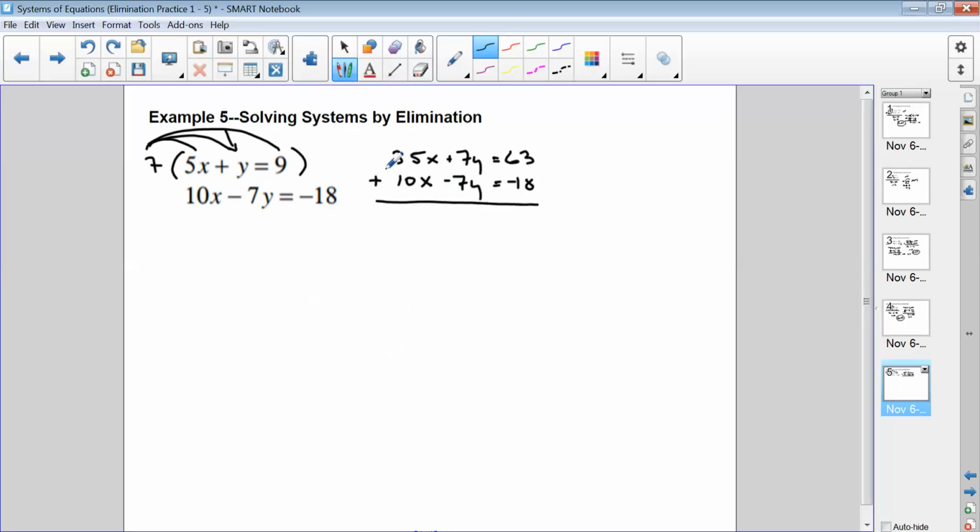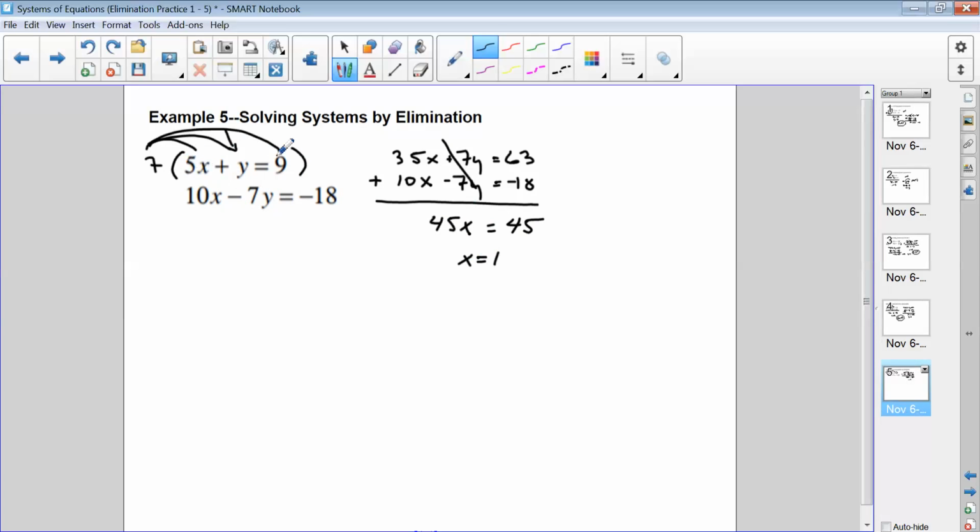So we would add those together. Why are we adding again? Because the coefficients are the same, but the signs are different. This is a 0 pair. This goes to 0. So 63 minus 18, and I get 45. And 35 plus 10, I get 45x. So therefore, x is equal to 1.